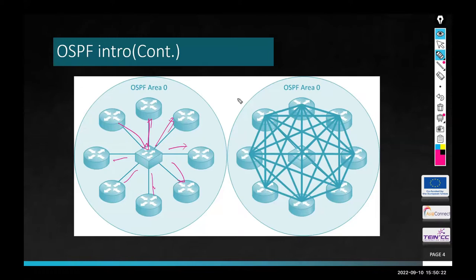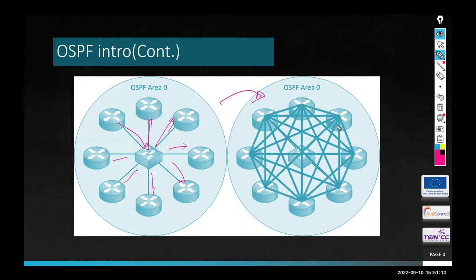Then how will the topology look? It will look like this one, right? So what will happen? All the OSPF routers will be connected to all the other routers and will send all LSAs to all the OSPF neighbors. Then it's actually overhead, right? All the routers are sending the LSA to all the routers, whether it's needed or not. So is that efficient? No.